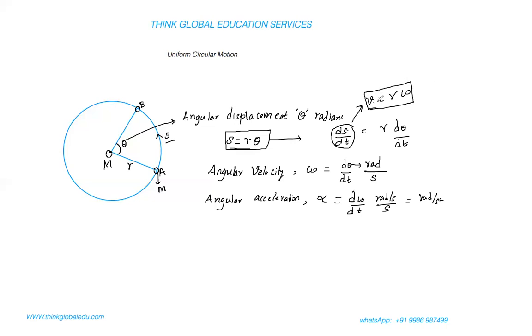Here this v is the velocity of the particle, which is in this direction, and since velocity is a vector quantity, we can represent it as a vector. This velocity is tangential to the circle, tangential to the path of the particle as well as tangential to the circular path. Here the velocity will be in this direction as it is tangential to the circle.